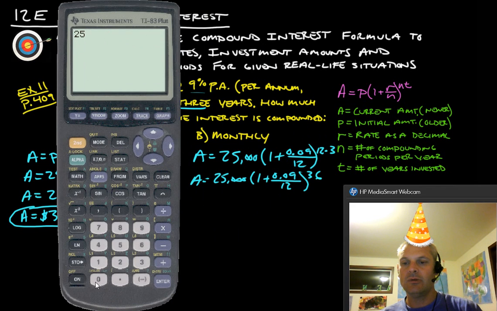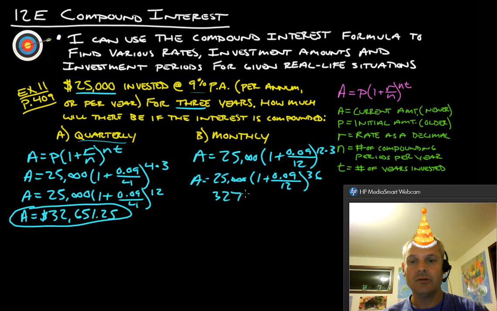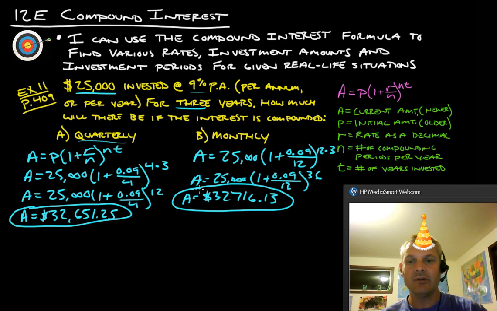So we do 25,000 times 1 plus 0.09 divided by 12. Close our parentheses and take that to the 36th power. And we get 32,716.13. So $32,716.13 is the amount that you have if you've invested $25,000 and it's been compounded monthly.